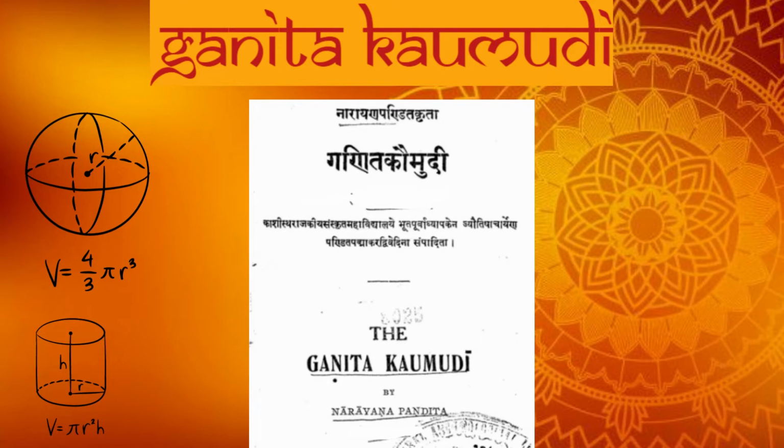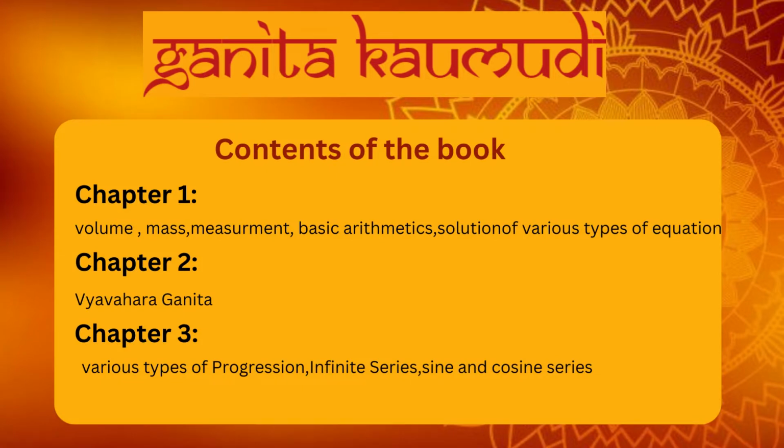This video is dedicated to one of the greatest mathematicians, Narayan Pandit's Ganita Kaumudi, written in 1356. Its translated version is also available by Parmanand Singh Ji. So let us have a glimpse of what the book has to offer us.